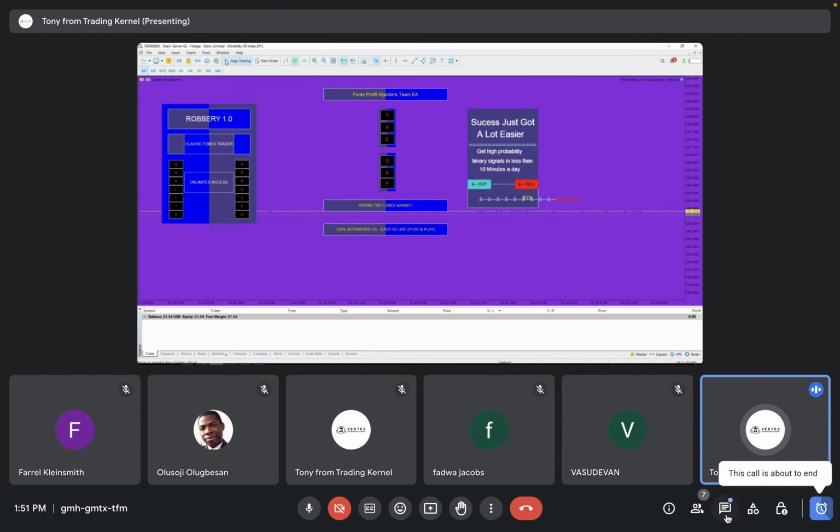For other systems, you can place the trades. So what I'm going to do is allow this whole stream to come to an end, and hopefully once we have a trade on the robbery, I'm going to enable it again.